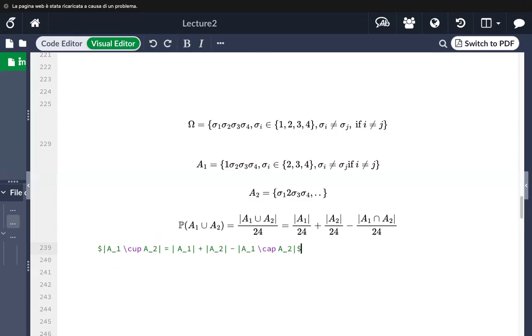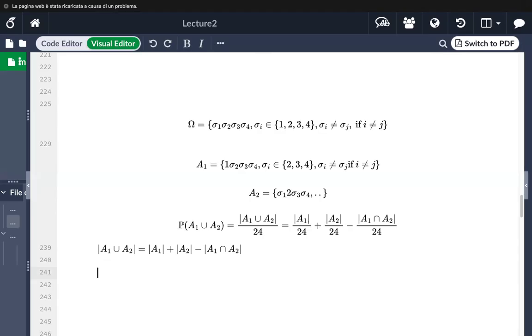So this is an equality that we can obtain theoretically. It holds for every pair of sets, we didn't use the fact that the sets have this form. In this case, we can verify this equality.